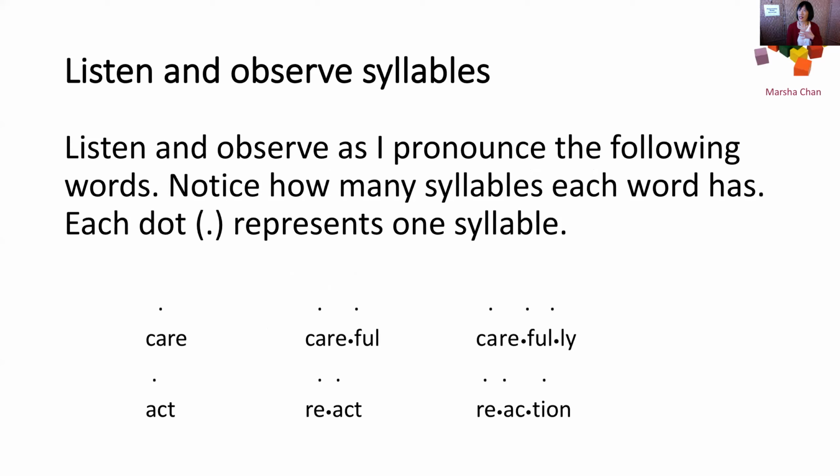All right, so I'm going to say a word. I'll tell you how many syllables it has. And on the screen you can see a dot, which represents a syllable. These two words have one syllable each. Care, care, at, at. These words have two syllables each. Careful, careful, react, react.